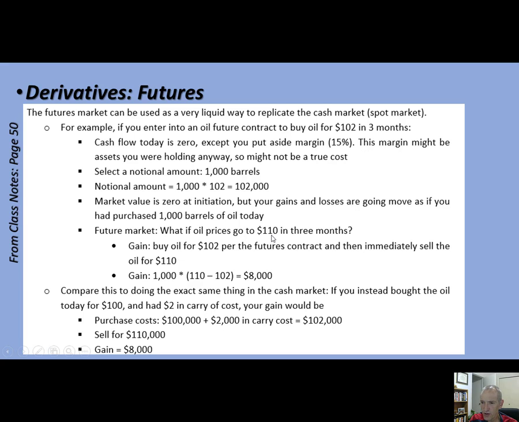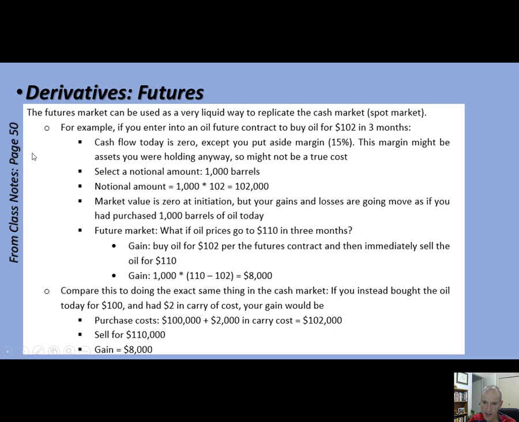If oil prices go to 110, then you can buy the oil for 102 in 3 months and immediately sell it for 110, and you'll make $8,000. The other alternative is you buy the oil today for $100. It costs you $2,000 to store it, so it costs you $102,000. Remember that $2,000 includes the time value of money. If you sell it for 110, you end up with the exact same gain. So these markets should always be in balance.